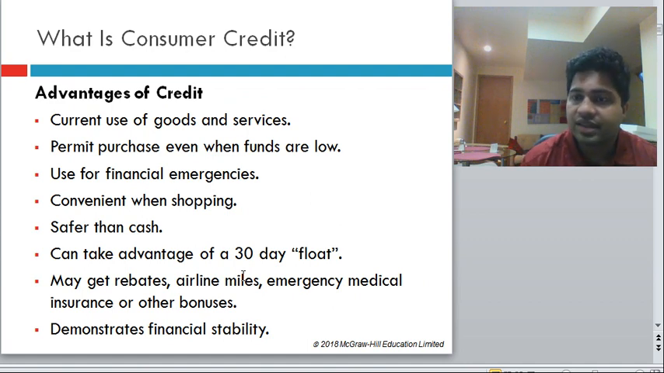There are certain advantages of credit. Current use of goods and services. So, you can use goods and services and pay for them later. It permits purchases even when funds are low. It can be used for financial emergencies. So credit cards help a lot when there is a financial emergency.